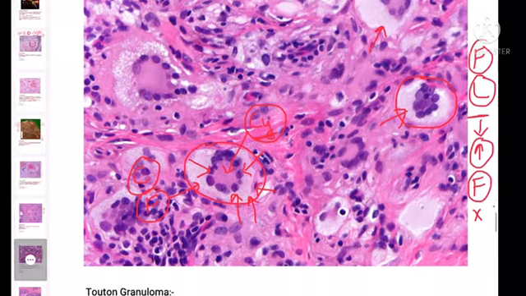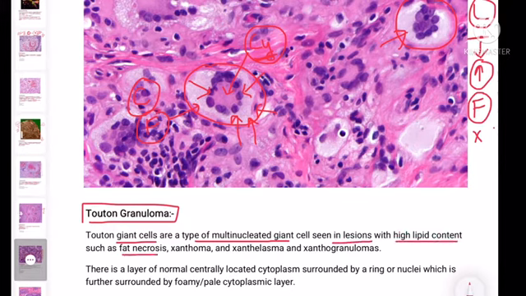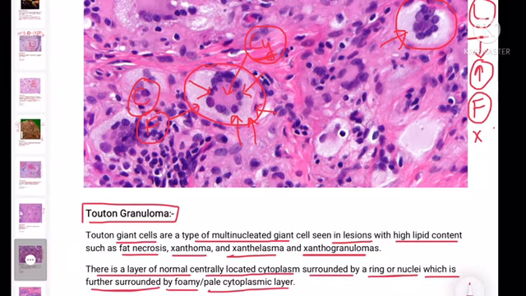Now if you come toward the description, it's a Touton granuloma. Touton giant cells are a type of multinucleated giant cells seen in lesions with high lipid content such as fat necrosis, xanthoma, xanthelasma and xanthogranulomas. There is a layer of normal centrally located cytoplasm surrounded by a rim of nuclei, which is further surrounded by a foamy or pale cytoplasmic layer.